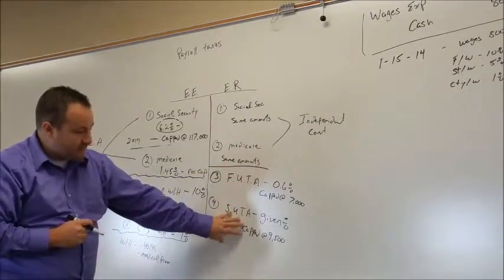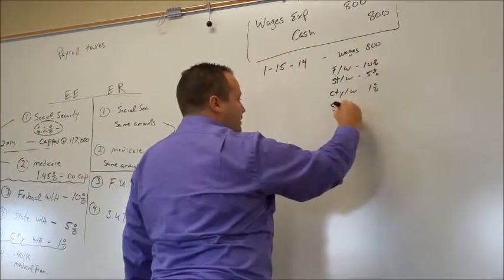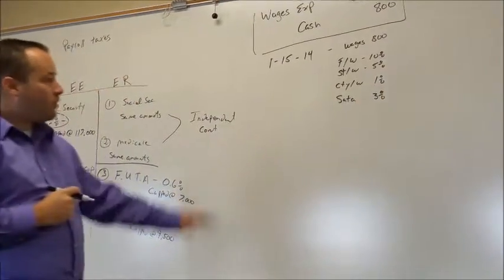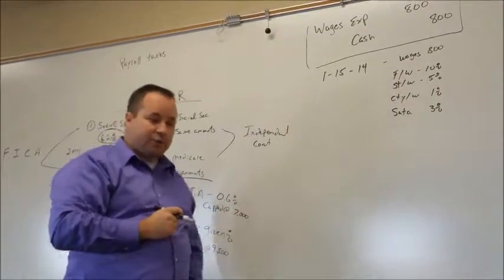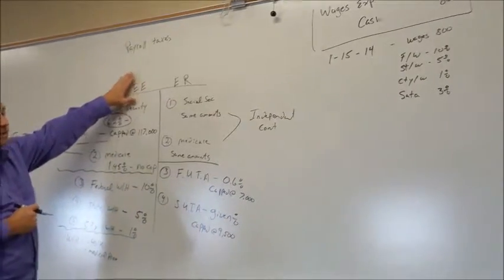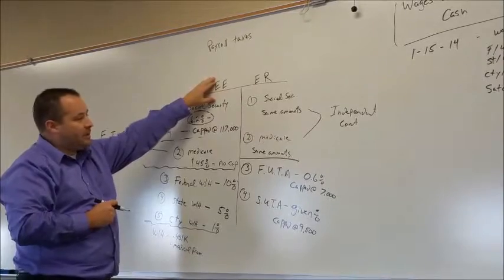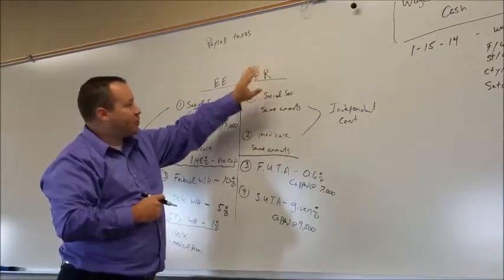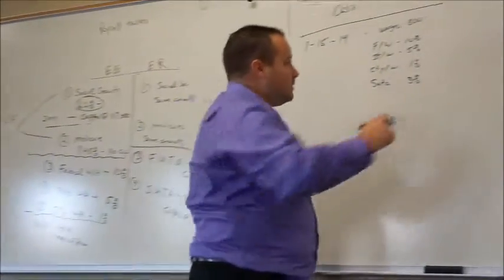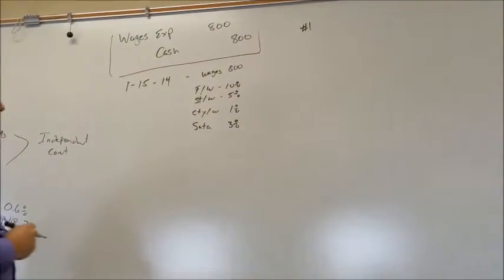I'll also give you this for this problem. Let's say our SUTA rate is 3%. With this information now, we can go ahead and do the 2 journal entries that are required. And there's 2 because this one is the employee and how much they made minus what taxes are taken out. And then this journal entry is simply to show the additional taxes the employer has to pay. So let's come over here and we'll do journal entry number 1 first, the employee side.